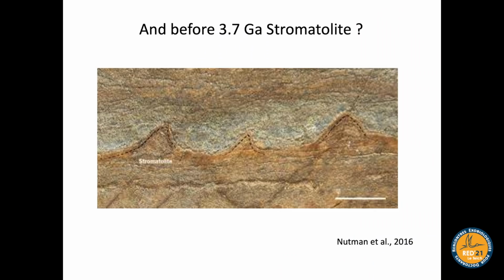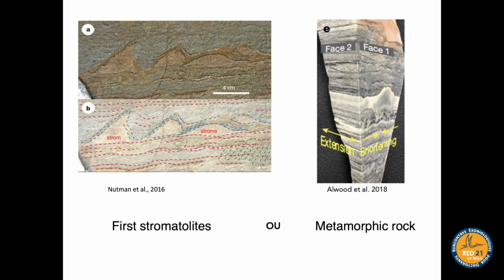And so, do we have stromatolite before 3.5? A few years ago, it was claimed that a stromatolite was found in Isua at 3.7, and this is a picture of the stromatolite. It's very small, centimetric, this dome, in these quartz carbonate rocks. Unfortunately, this study has been disputed by several others, and it doesn't look like a first stromatolite, but it looks like it's a metamorphic rock.